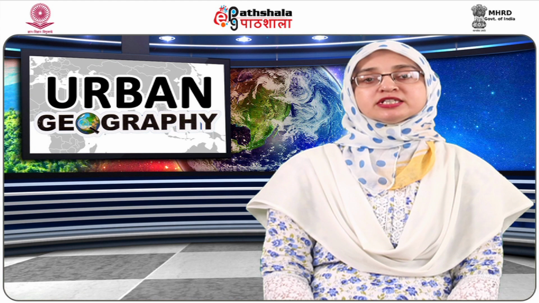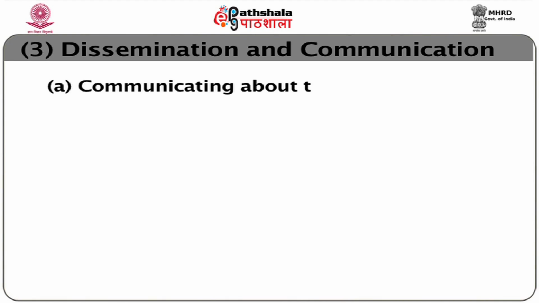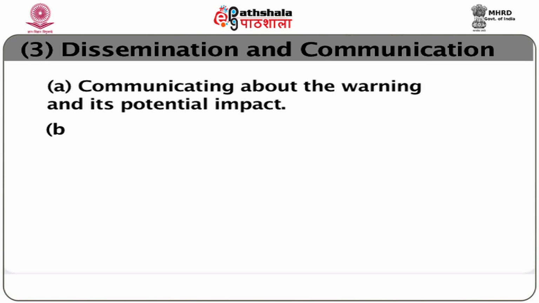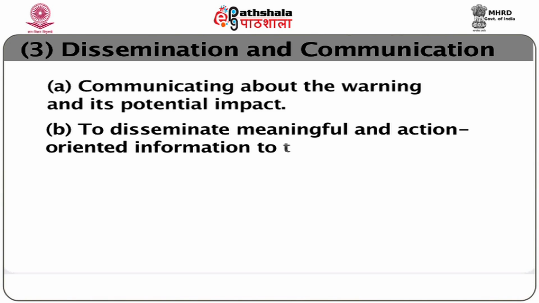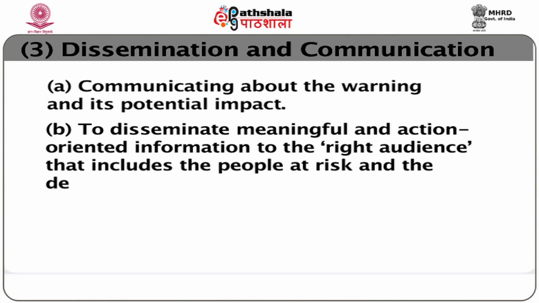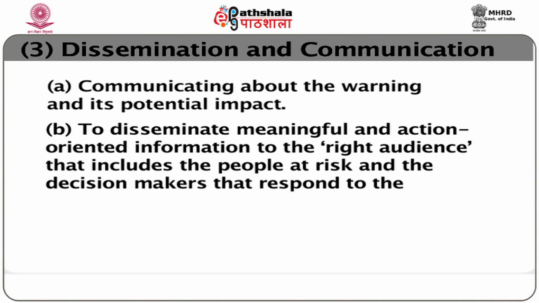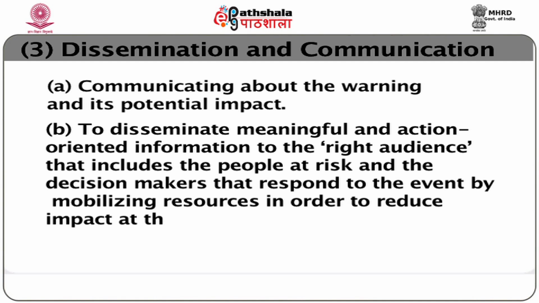Number 3, dissemination and communication, which include A, communicating about the warning and its potential impact. B, to disseminate meaningful and action-oriented information to the right audience that includes the people at risk and the decision makers that respond to the event by mobilizing resources in order to reduce impact at the right place.